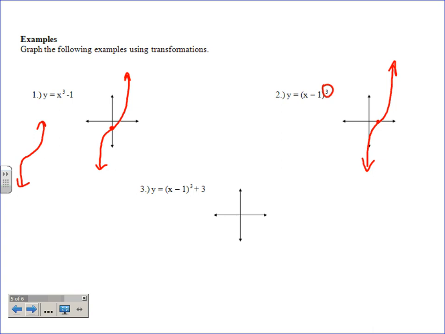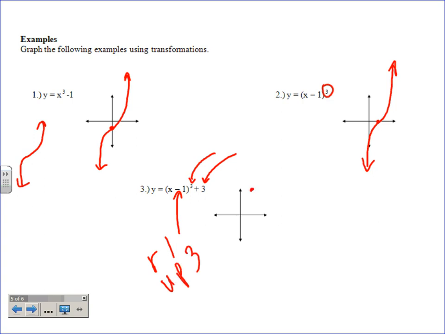Is number 3 also the same parent graph? How do you know? Because it's to the third. Uh-oh. There's a lot of stuff going on here. So in other words, more than one thing can happen? Yeah. So let's deal with it one at a time. Didn't we just deal with that right there? What did that just do in the last example? It moved it right 1, right? So this means right 1. And what do we do with that? Up 3. Very good. So up 3. So right 1, up 3.